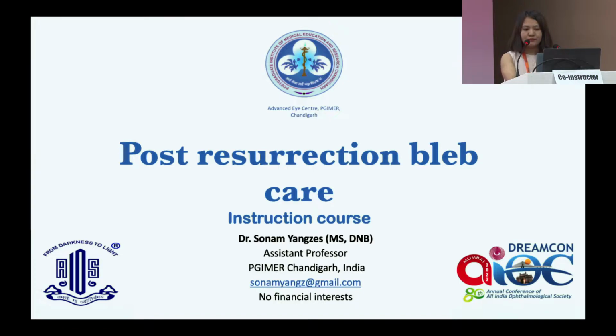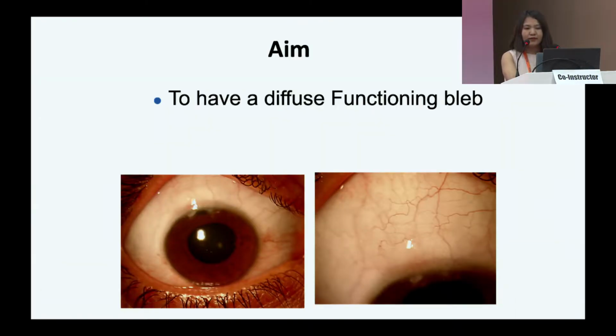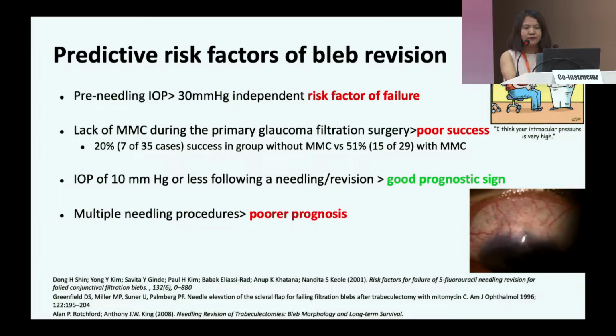So I'm going to discuss post-resurrection bleb care. At the end of the day, after any filtration surgery, our aim is to have a diffuse and functioning bleb. There are some predictive factors for bleb revision. First and foremost is your pre-needling intraocular pressure. Any patient who has a very high intraocular pressure, that is considered to be an independent risk factor for failure.